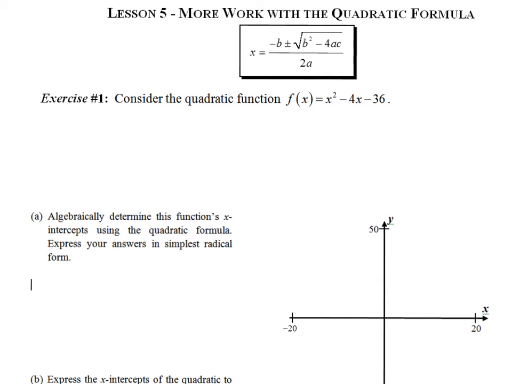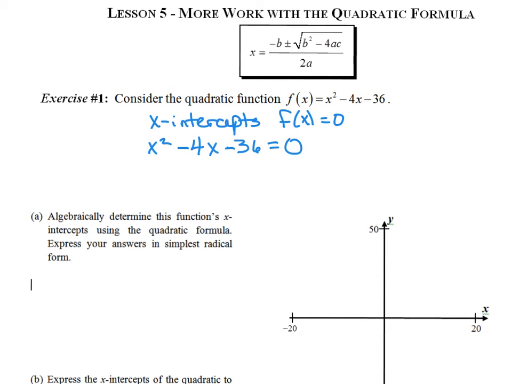So for exercise number 1, we have the quadratic function f of x equals x squared minus 4x minus 36. In part A, it says let's algebraically determine this function's x-intercepts using the quadratic formula. Just a reminder, when we are trying to find x-intercepts for a function, that is going to be where f of x is equal to 0. So we're going to set our quadratic x squared minus 4x minus 36 equal to 0.